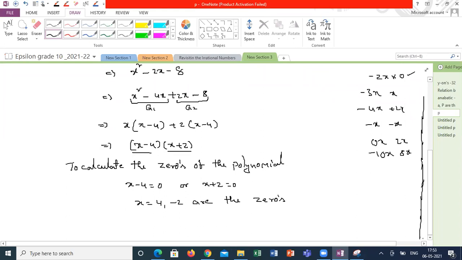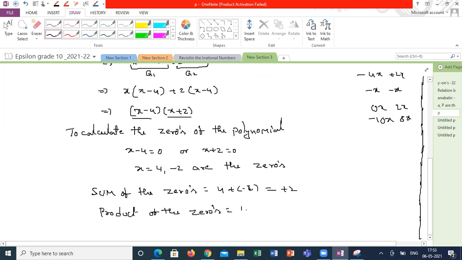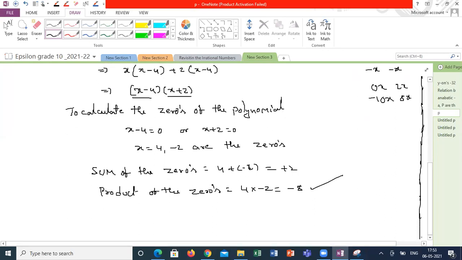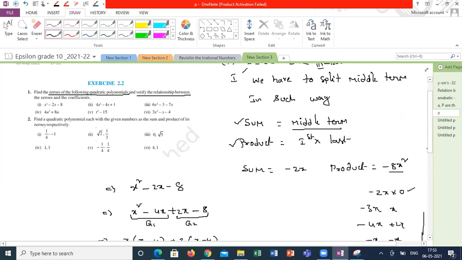Now, what is the sum of the zeros from here? Sum of the zeros how much? 4 plus minus 2, that is 2. Product of the zeros? Minus 8. 4 into minus 2 is minus 8. And first part of the question is done. What is asked after this? The question is asking to verify the relation between the zeros and the coefficients.